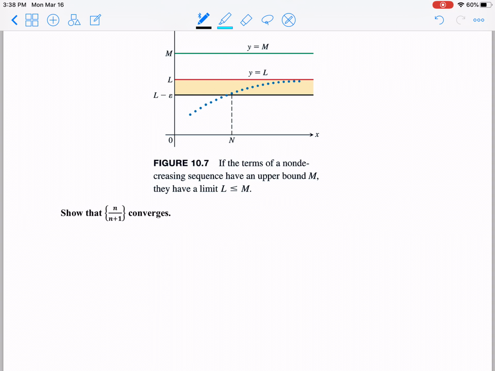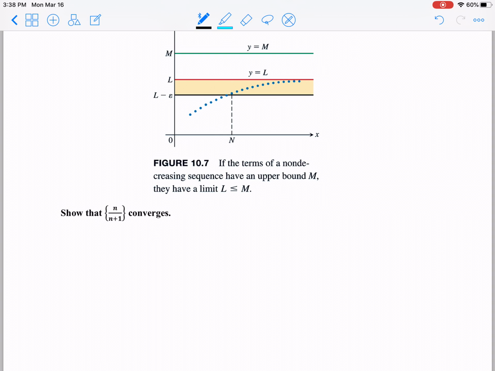In other words, we might have an upper bound, but if these start going back down like this, then it's diverging. So it has to both be bounded on the top and constantly increasing, but not increasing past that upper limit.